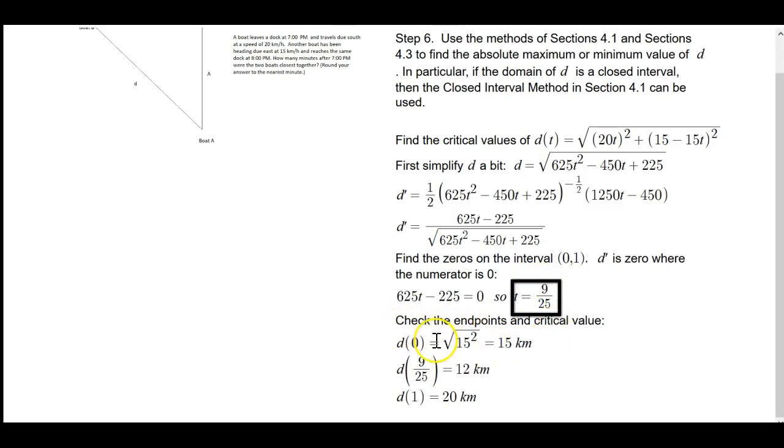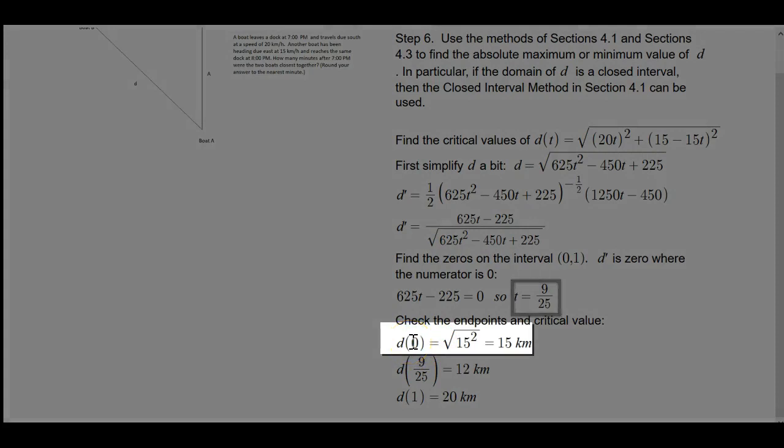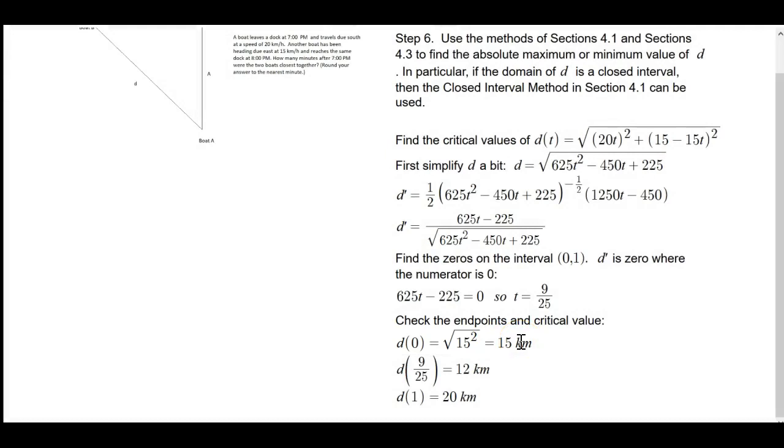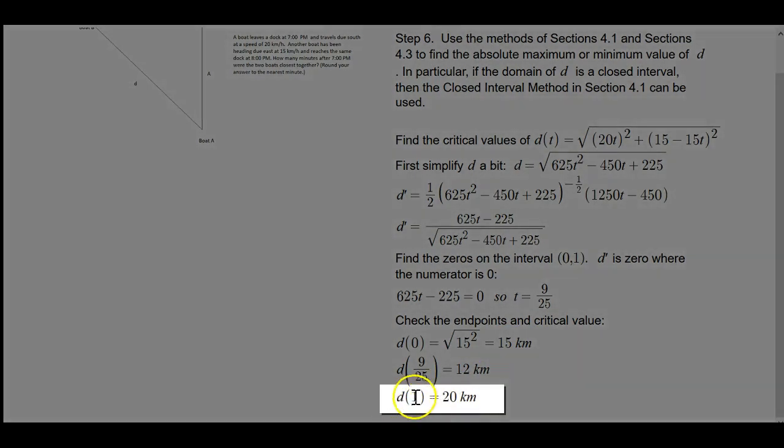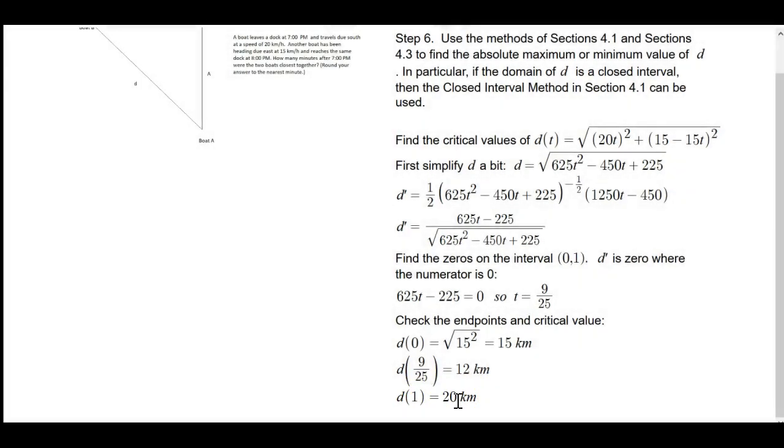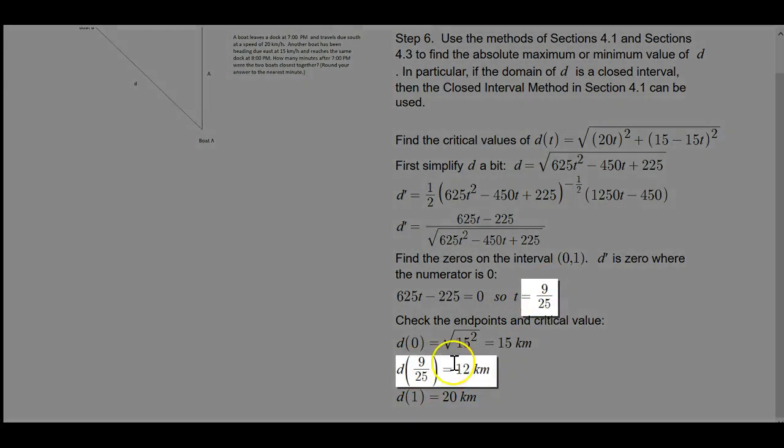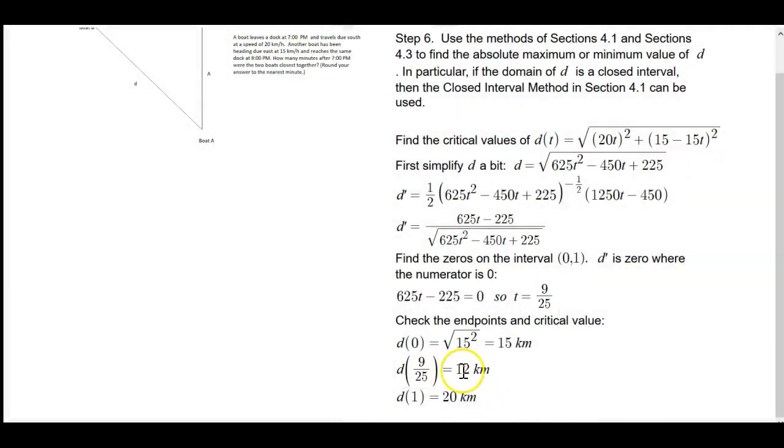If we check the endpoints at time 0, which is 7 p.m., we know that B is 15 kilometers from the dock, and boat A is at the dock still, so they're 15 kilometers apart. At 1 hour, we know that boat A is 20 kilometers from the dock, and boat B is at the dock, so they're 20 kilometers apart. And when t is 9/25, when we put that into our distance function, we get 12 kilometers, and that's the minimum value.